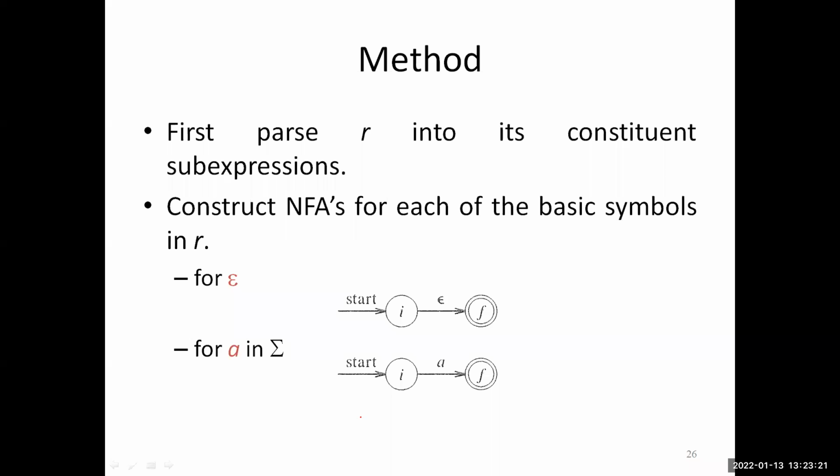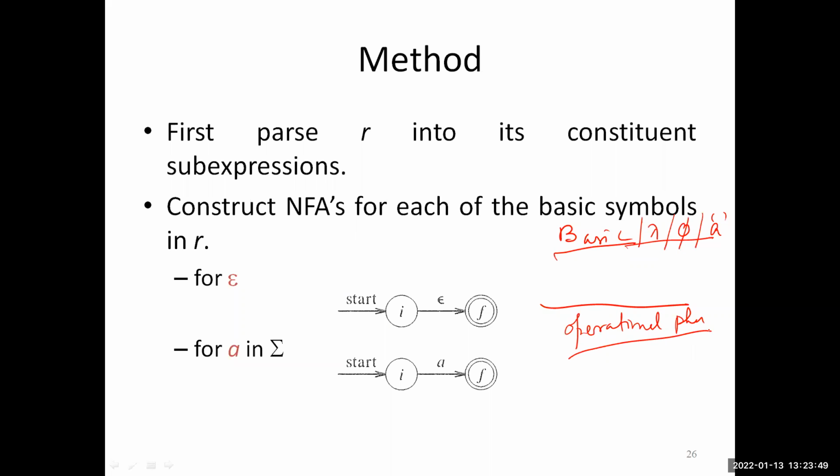So in the manual process, what happens? The manual process is considered in two phases. First, the basic phase, then second, the operational phase. In the basic phase, we address the basic elements like lambda, phi, and a single alphabet. Any alphabet can be considered. And in the operational phase, we address the operators like union, then dot or concatenation, and Kleene closure. These are the three basic operations we deal with along with these three elements.